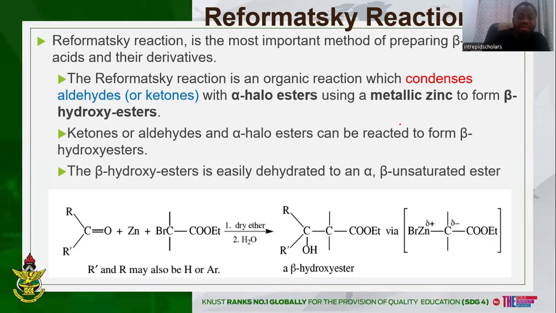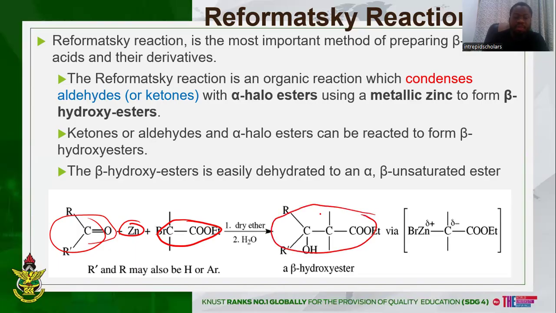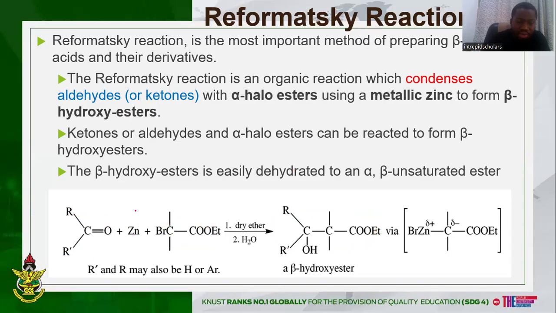So let's look at the reaction pathway. We have the carbonyl here, an aldehyde or a ketone, plus zinc, plus the alpha halo ester, and that will give us a beta hydroxy ester. At this point, I just want us to know how to convert the reactant to the product. Now, this is the ester. The most important carbon is this one. This is the alpha carbon. We have bromine there. The reaction will occur at the alpha carbon. The rest of the compound will remain the same.